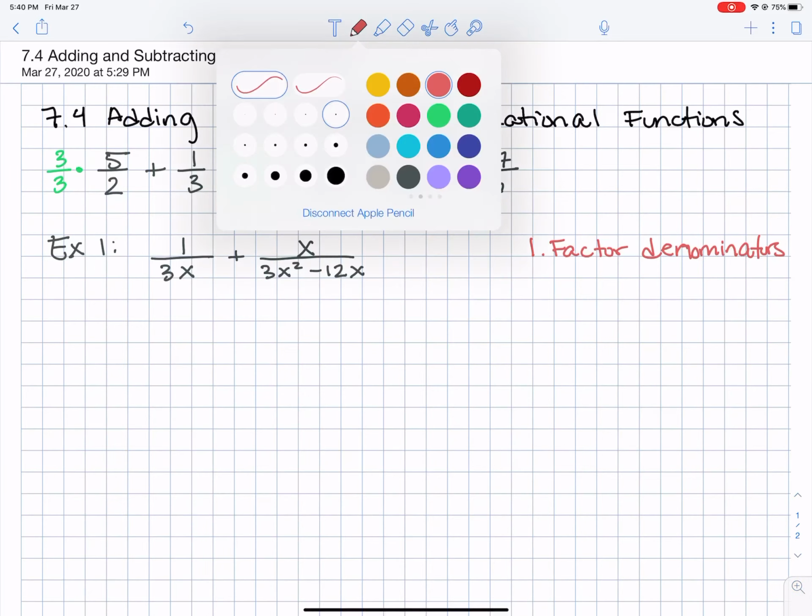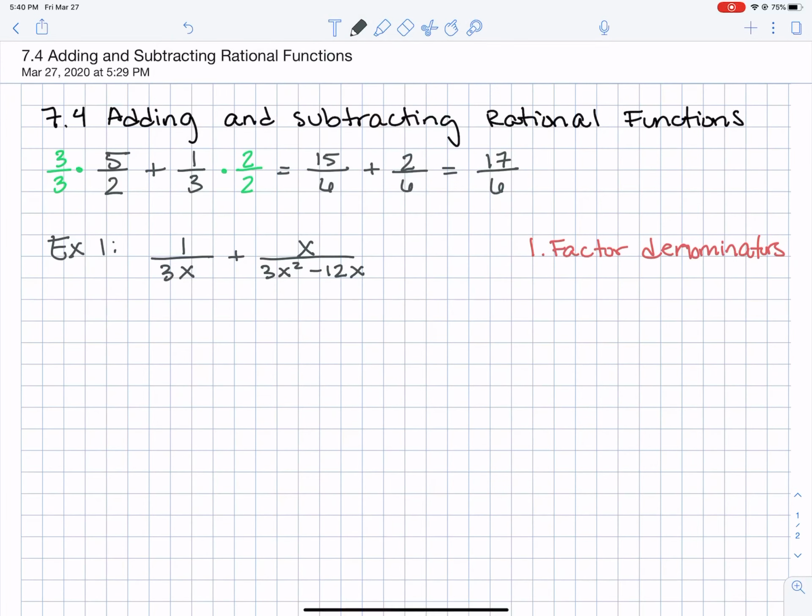So I'm going to go back to my first fraction, and I can't factor anything here. I have 1 over 3x. That's as simple as it can go. It's a monomial. However, on the other side, I have a GCF of 3x, so 3x times x minus 4. As we can see here, I have a 3x and a 3x. However, I am missing an x minus 4 from the other side of my fraction.